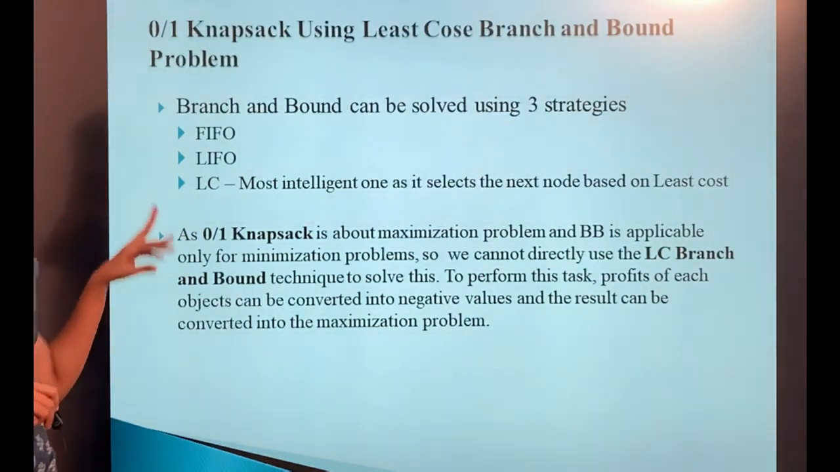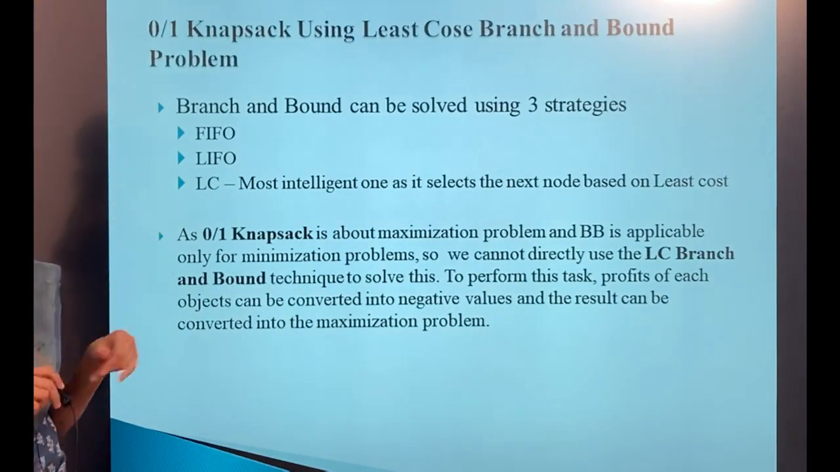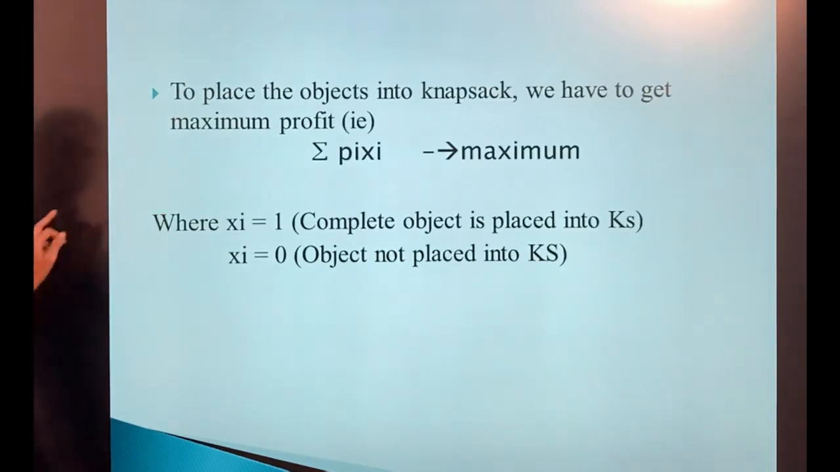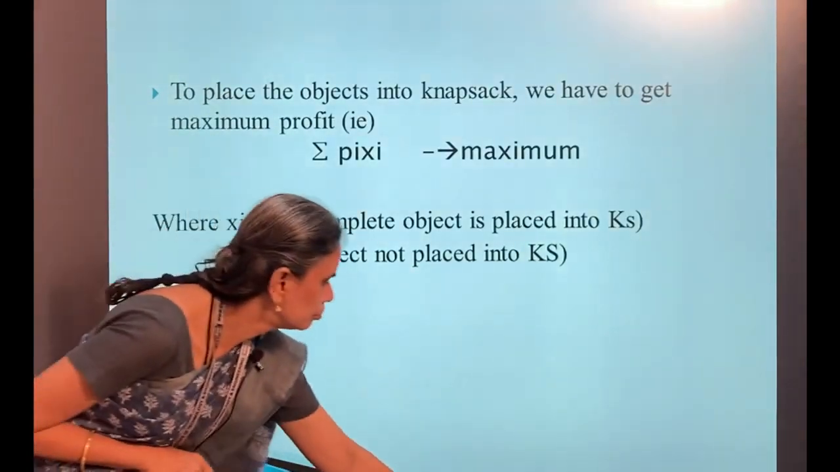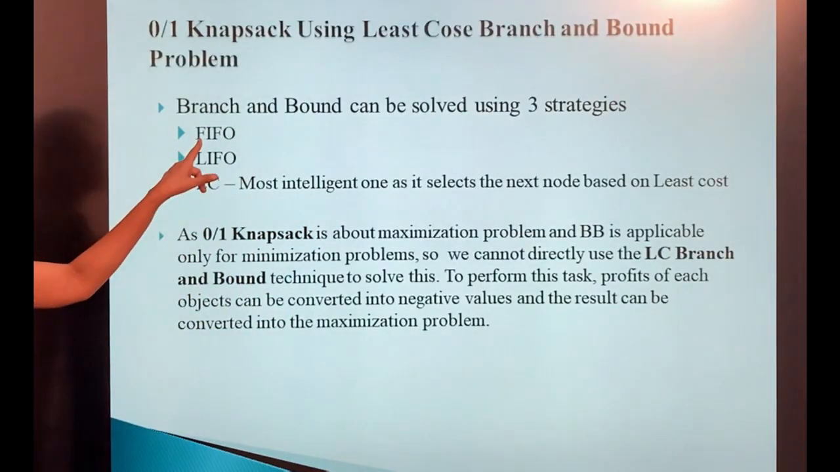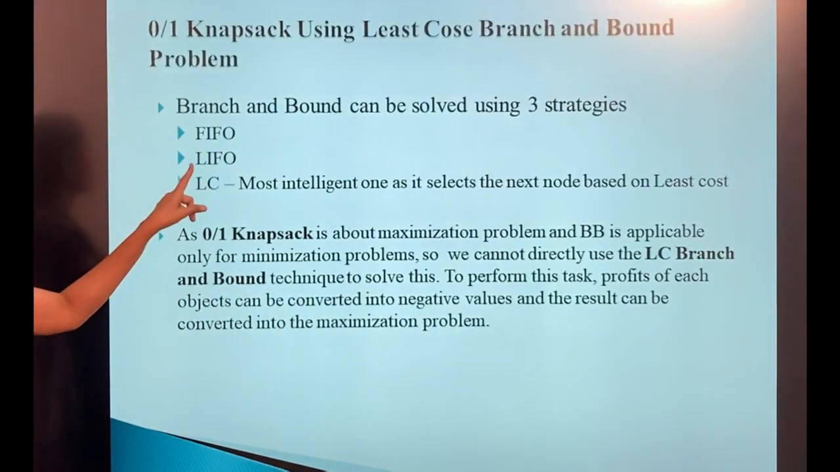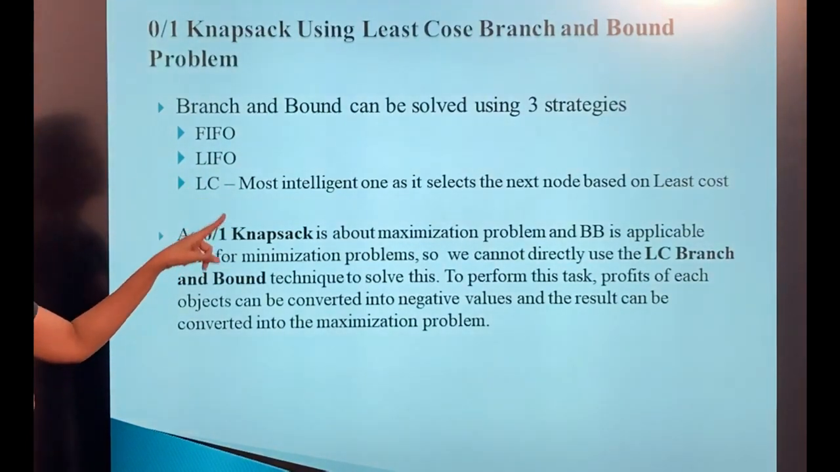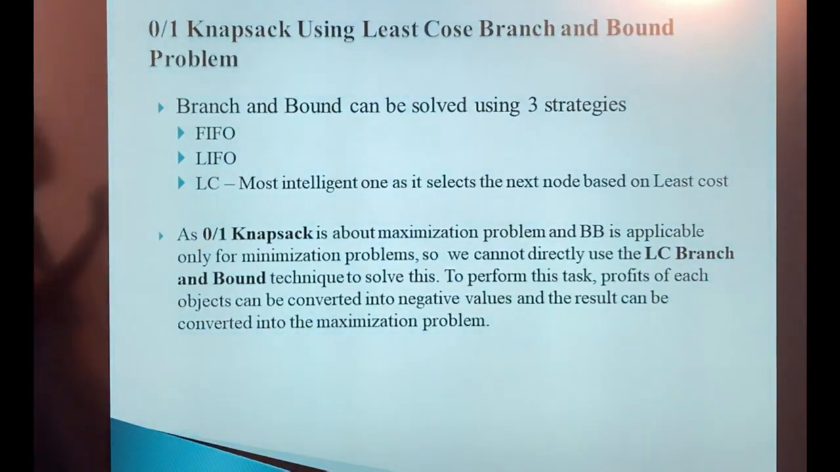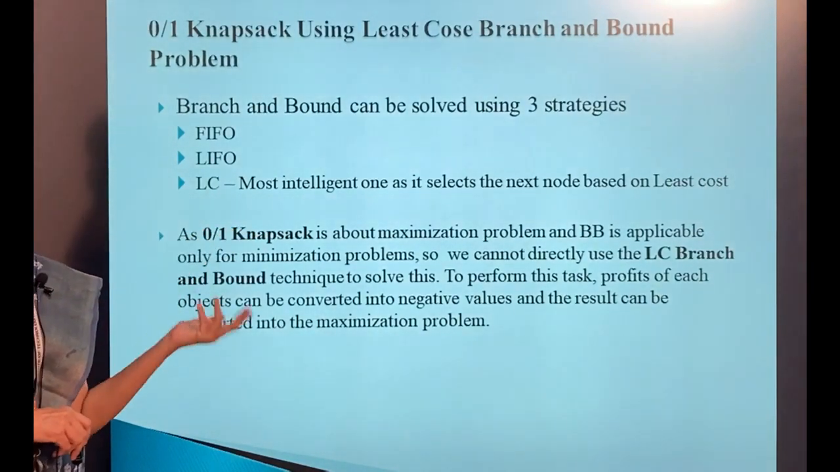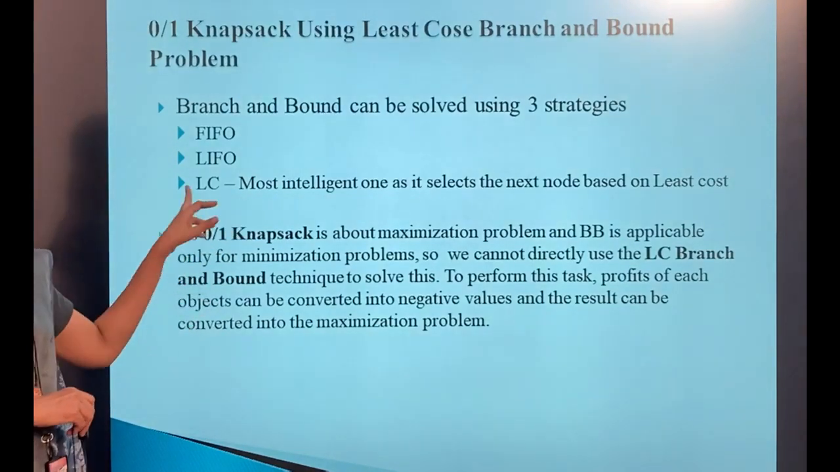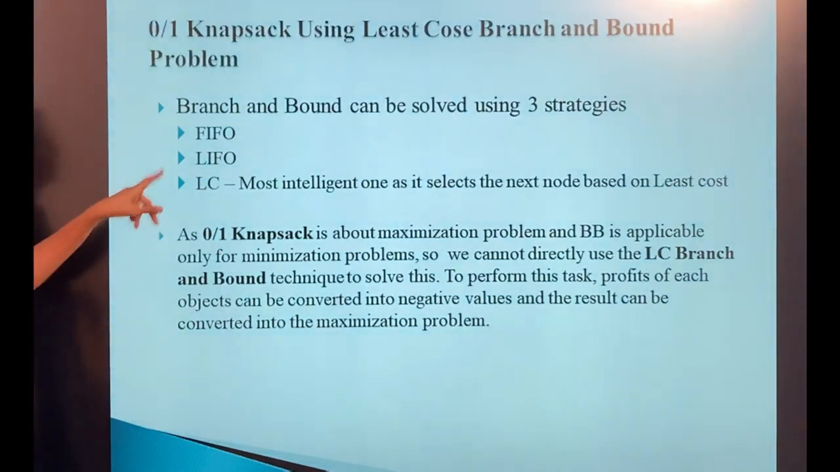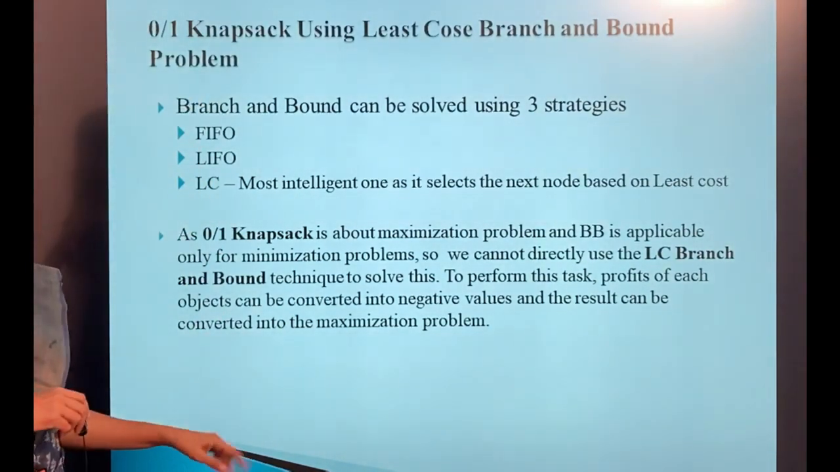Using branch and bound in 0/1 knapsack, three strategies are used. The first one is FIFO, that is first in first out branch and bound. Next is LIFO, last in first out branch and bound. The last one is least cost branch and bound. Least cost branch and bound is the most intelligent one for selecting or exploring the next node. So we can go for 0/1 knapsack using least cost branch and bound.